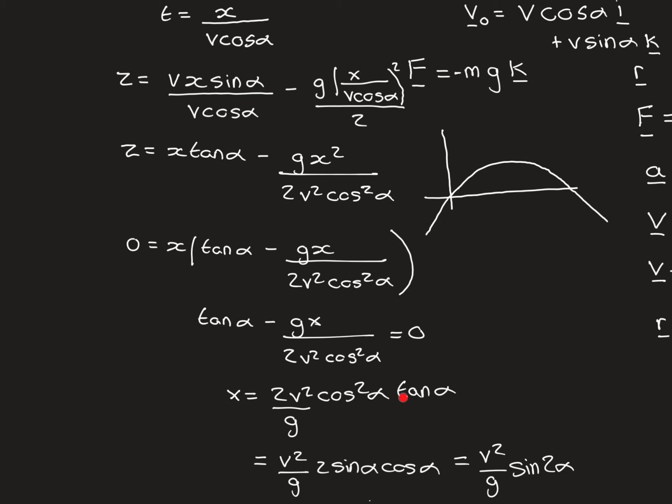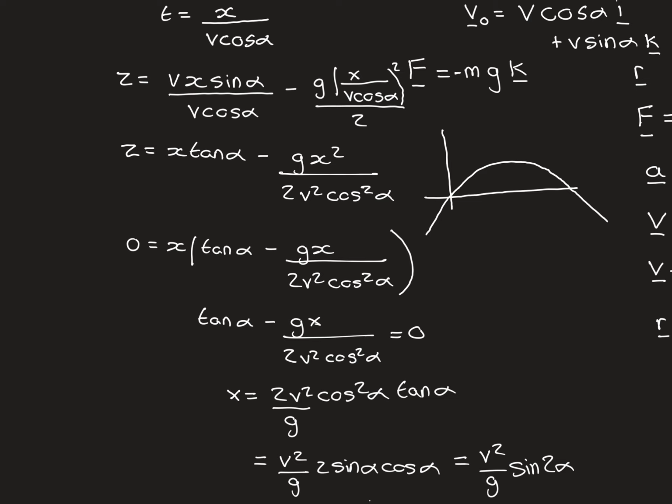So tan of alpha, remember, is sine of alpha divided by cos of alpha, so that cos of alpha in the denominator cancels with one of the cos of alphas here, so you get that this is v squared over g times 2 sine of alpha cos of alpha. And then we're using finally a trigonometric identity which says that sine of 2 times alpha, so sine of double the angle alpha, is equal to 2 times sine of alpha cos of alpha. That's a famous trigonometric identity.